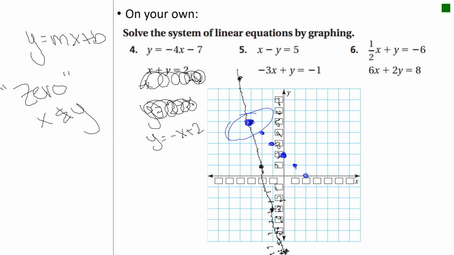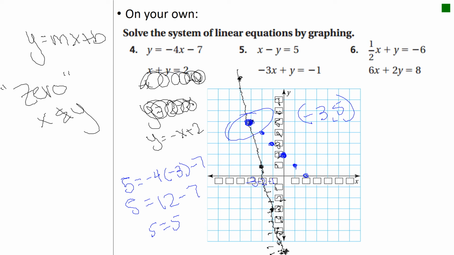And we're going to check to see if -3, comma 5 is a solution. So 5 equals -4 times -3 minus 7. 5 equals 12 minus 7. 12 minus 7, does 5 equal 5? Yep. Last check. 5 equals -3 plus 2. 5 equals 3 plus 2. Does 5 equal 5? Yep, and we're good.